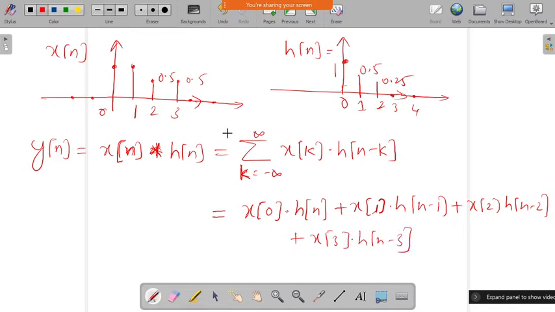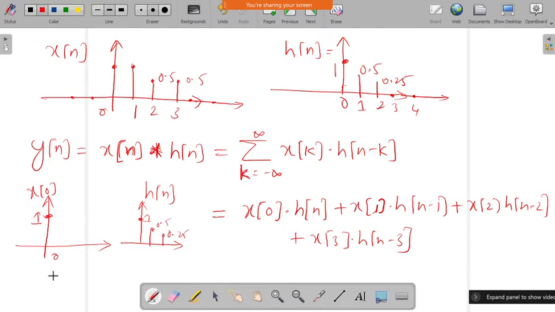So now we can perform this one term at a time. If we take x of 0, this is x of 0, only one sample at 0, with amplitude value 1. Now what is h of n? H of n is the same as whatever is given: 1, 0.5 and 0.25. We need to multiply this x of 0 with the complete h of n. If I multiply this, you are going to get this term, which is x of 0 into h of n.